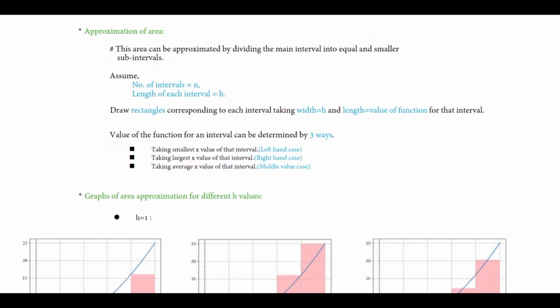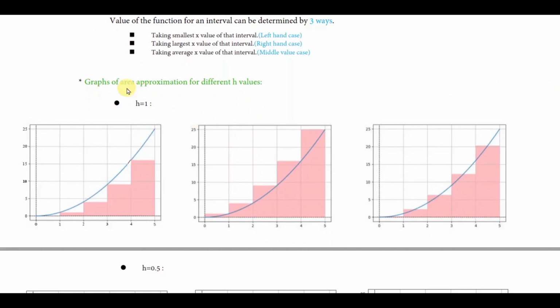Now let us understand this in a little bit more detail. We can take the value of h according to our assumptions. First of all, let us take the value of h, which is the width of rectangles, equal to 1. Taking that, we can make these graphs of areas. For the first case, this is the graph where we have taken the value of the function for each interval corresponding to its lowest x value. As in the small interval 0 to 1, we have taken the lowest value, that is 0, and we have allocated the value of the function for that whole interval 0 to 1.